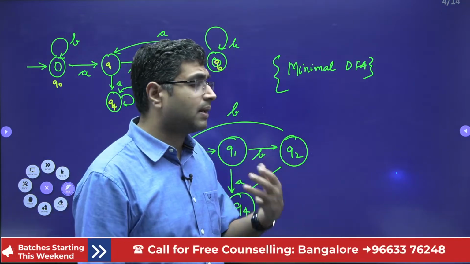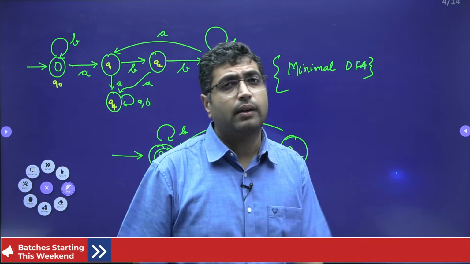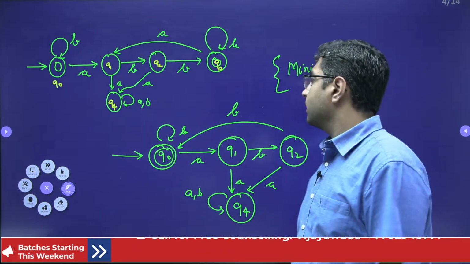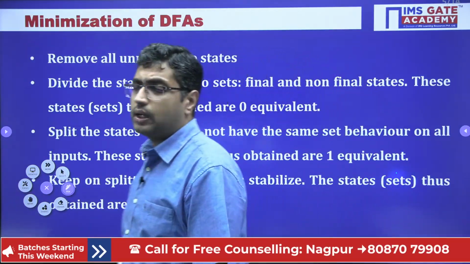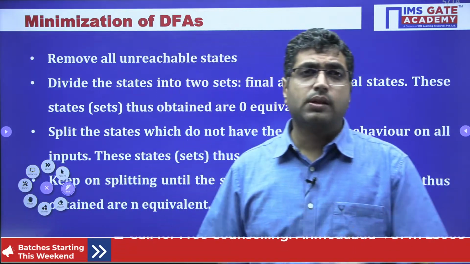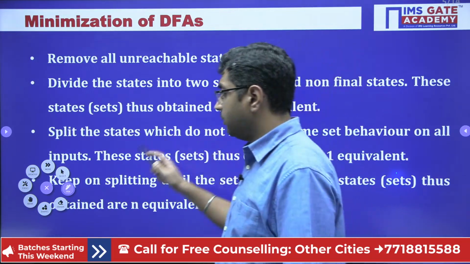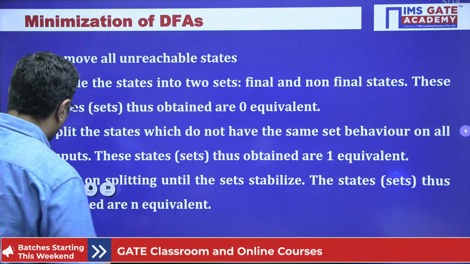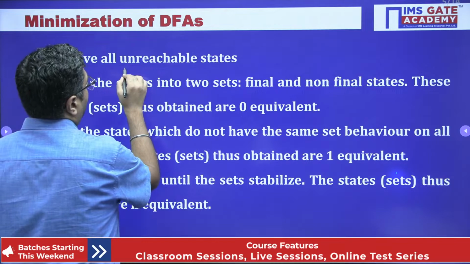Can we do something better, so as to ascertain that what we have done is correct or not? So let us try to understand the minimization algorithm, then apply it on our example, and then on some other examples. Now let us understand what minimization of DFAs is and how we do it. The first step, which is very important, is to remove all the unreachable states. What are unreachable states?